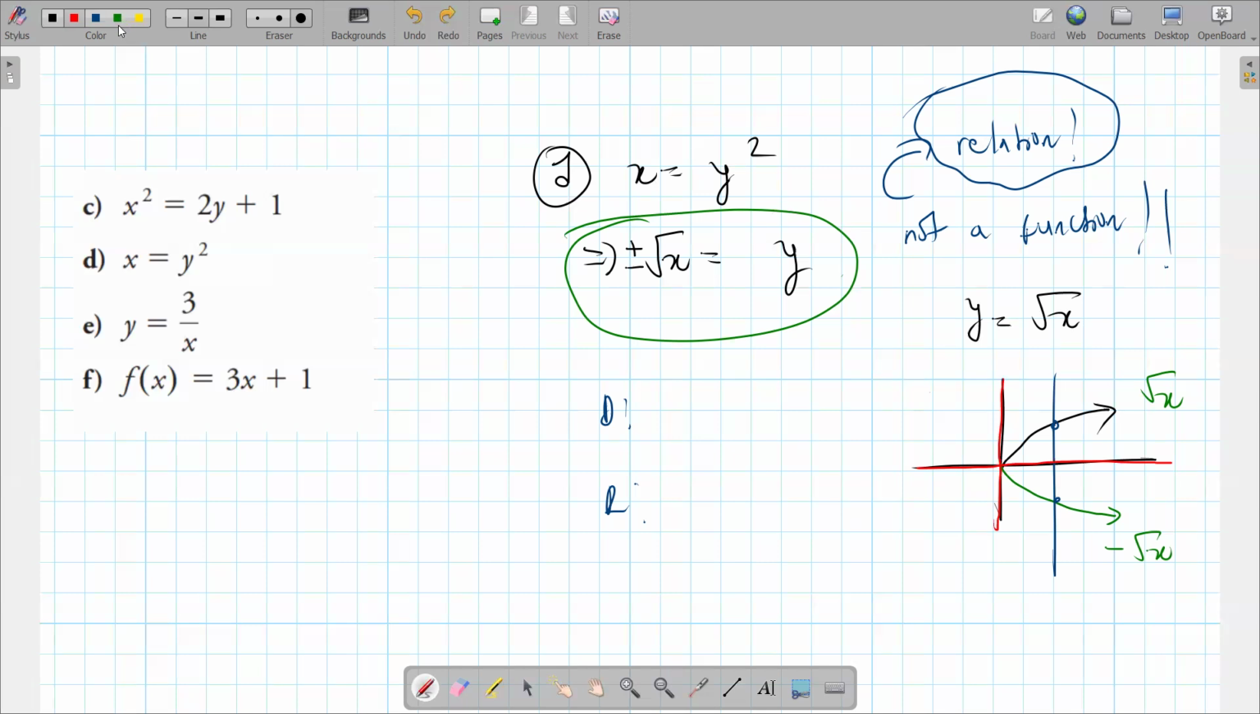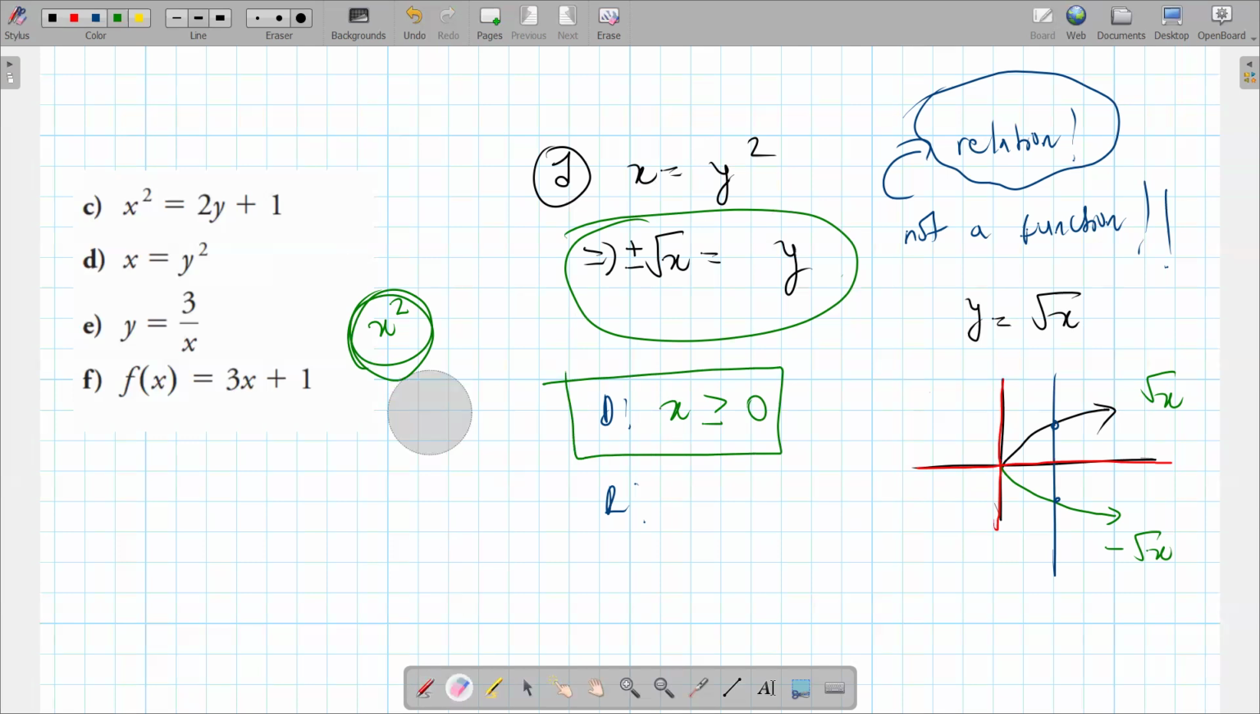So domain is going to be x is greater than or equal to 0. Equal to 0 because x squared, the inverse function, can take values of 0. That means root x, the inverse function of x squared, can also take x values of 0. So that's why it's inclusive. What about the range? It can be anything. y is an element of the reals, and you're done. Cool? Not too difficult.